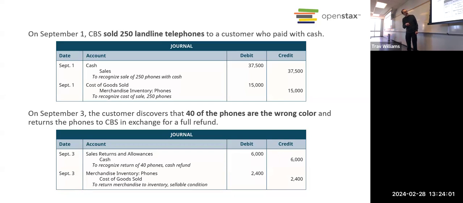Okay, then the customer finds some of the phones are the wrong color and they return them, okay? So now notice the transaction for the return is the opposite of the original purchase. And because the customer paid cash, we have to give them cash back. If it were an account receivable and the customer hadn't paid yet, we would just reduce their account receivable. But since they paid, we have to refund them.